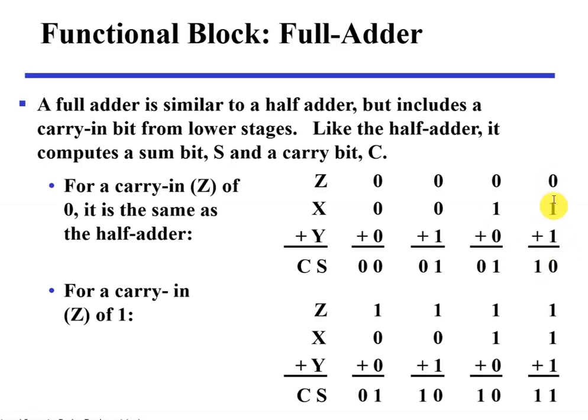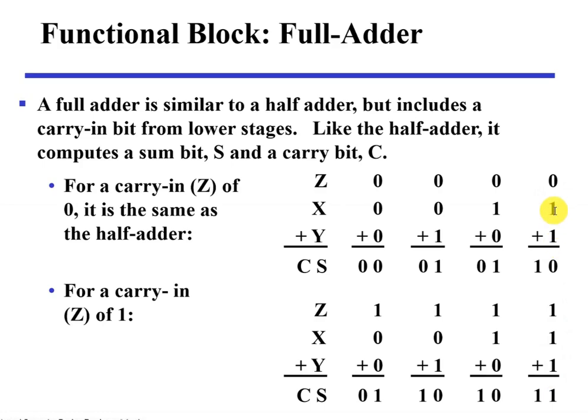Okay, 0 plus 1 is 1, 0, right? And then 0 plus, okay, 1 plus 0 is 1. Also 0, 0, 1, 1, 0, 0, 0, 0. So carry out C only happens when you have either this case or the following.